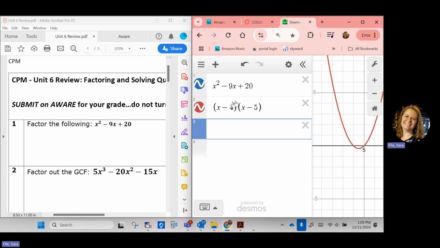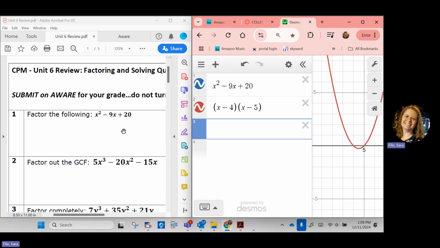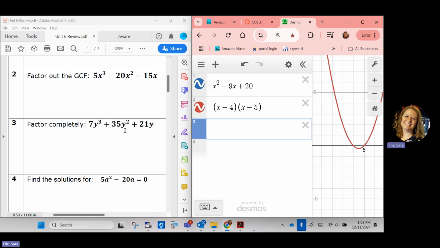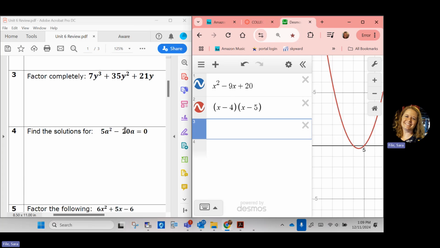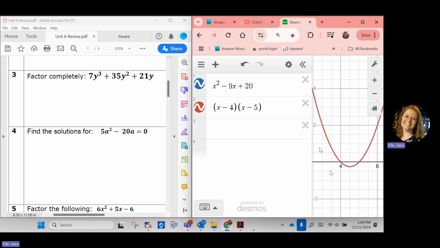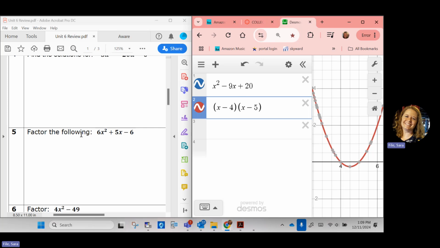You can see when I typed that in, it went right over the top of that blue graph. You'll see how it's the same graph? That means we have our factors correct. So yes, you can factor and solve all these by hand, like I've been showing you since we started the unit. But now that we've got permission to use Desmos, we can also do the majority of these in Desmos.